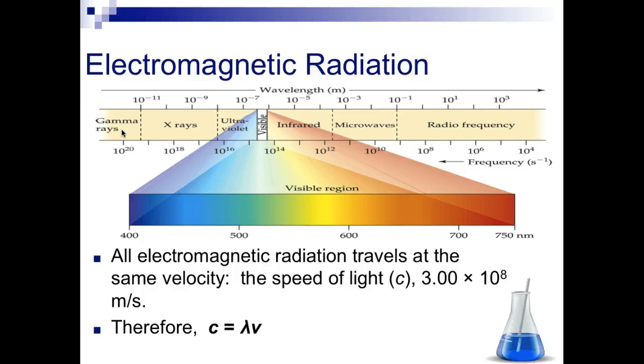So all electromagnetic radiation travels at the same velocity, the speed of light, which is 3.00 times 10 to the 8th meters per second. So we can come up with this equation. This equation is c, which is the speed of light, is equal to the wavelength of the wave times the frequency. And again, this equation sets it up so that if your wavelength is large, your frequency will be small. If your frequency is large, your wavelength will be small. So they are inversely related because when one goes up, the other one goes down.